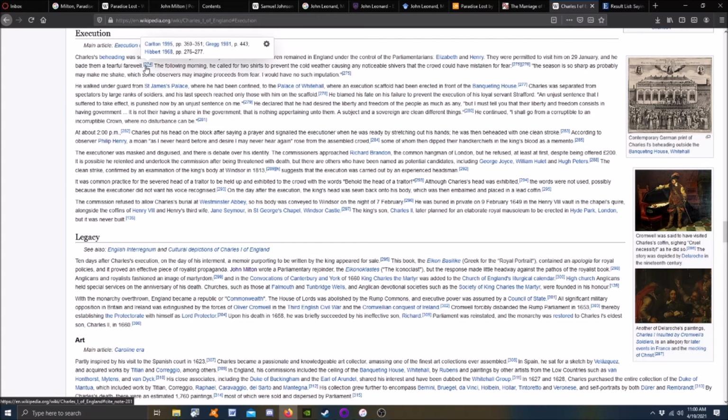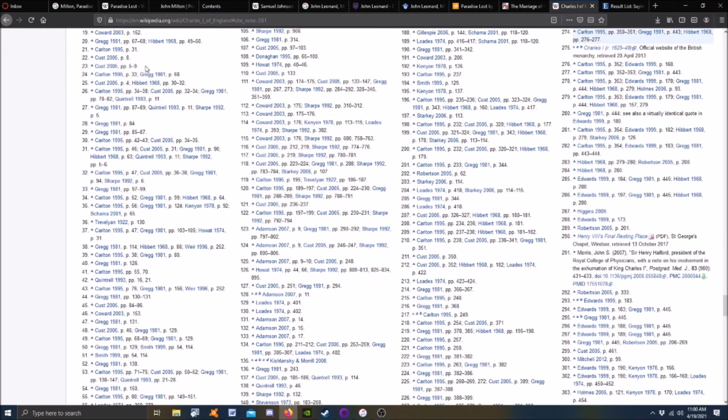But notice we also have all of these sources. So by looking down at the extensive reference listings here, which is all very good for us, this indicates that we are dealing with a really good Wikipedia page that is very well researched, not like that other one where we were getting all of our information from the same John Leonard introduction. Now we've got Carleton 1995, we've got Hibbert 1968, we've got Gregg 1981, all of these potential sources that are very useful.